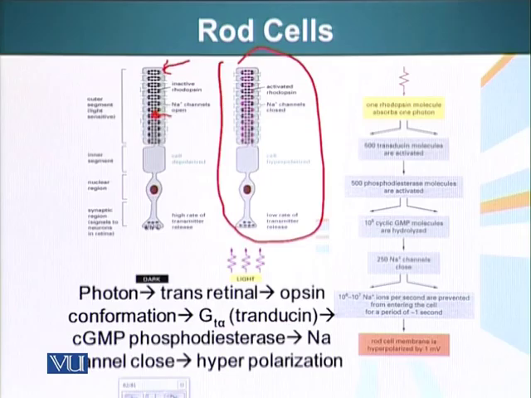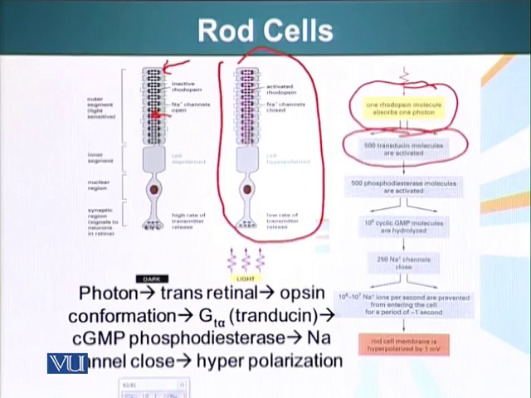So here now let's look at it in a different way. One rhodopsin molecule absorbs one photon. The rhodopsin molecule is basically the G protein coupled receptor. In this case, we are calling it rhodopsin. This one rhodopsin molecule activates 500 transducin molecules. A transducin molecule is basically the G protein. The G protein in our rod cells is referred to as transducin.